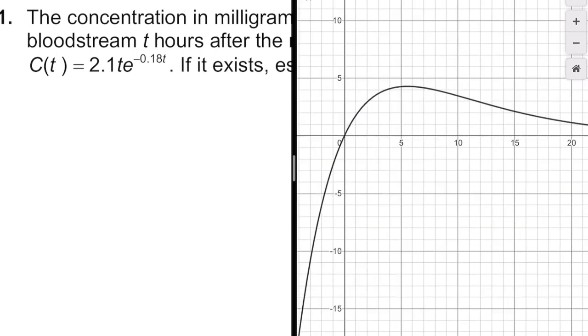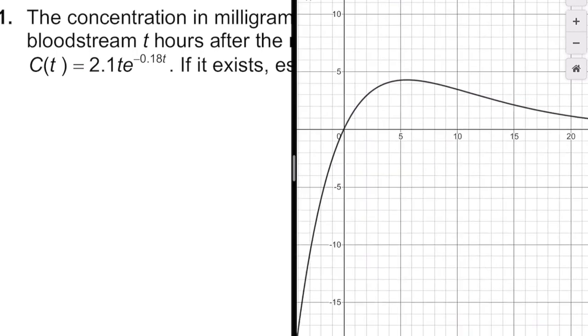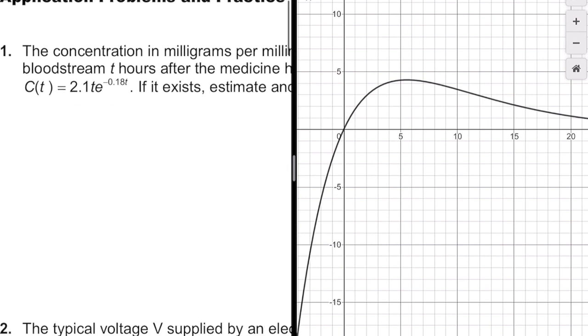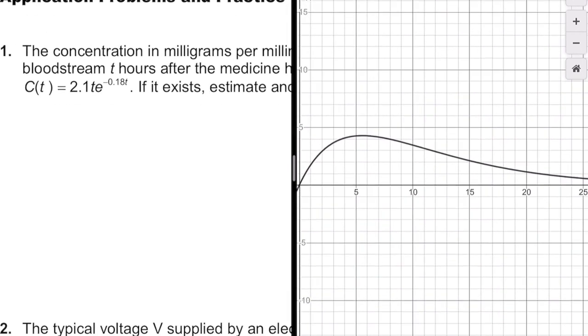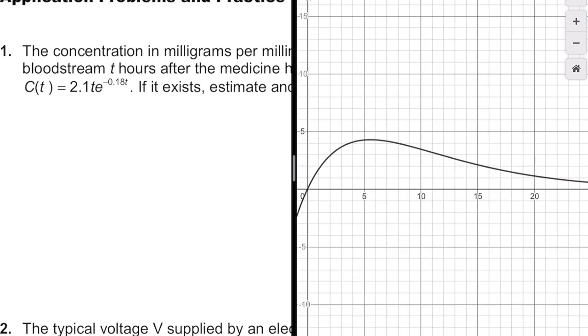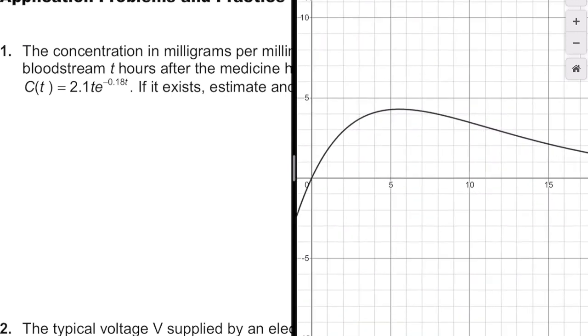Oh, this is an interesting function. A couple things to remember in the context of this problem: the time is going to start at 0. We can't have a negative time, since we're not going back to before you took the medicine. So for all practical purposes, this problem starts at 0. Looking at the concentration, the x-axis is in hours. After 1 hour, it's increasing. After 2 hours, it's increasing. At 3 hours, we're starting to level off, but we're still going up. And somewhere around 5 or 6 hours is where we hit the peak blood concentration.